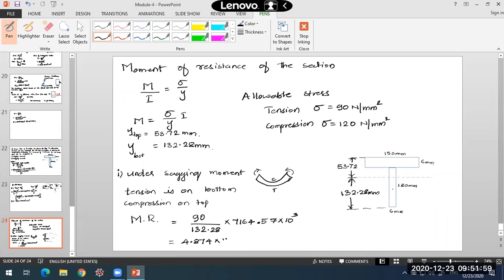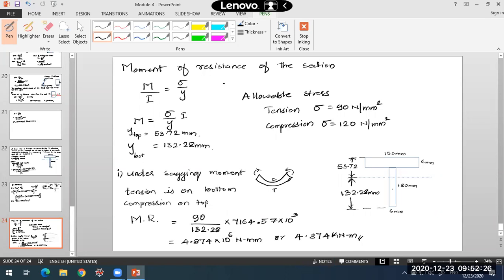4.874 into 10 raised to 6 Newton mm. Is that the answer what you are getting? Yes. 4.874 into 10 raised to 6 Newton mm, or this is nothing but 4.874 kilonewton meter. Okay, so this is one value of moment of resistance.